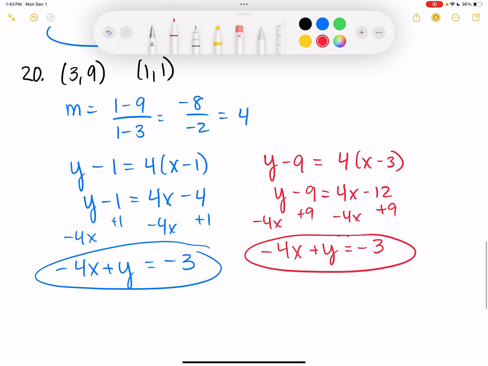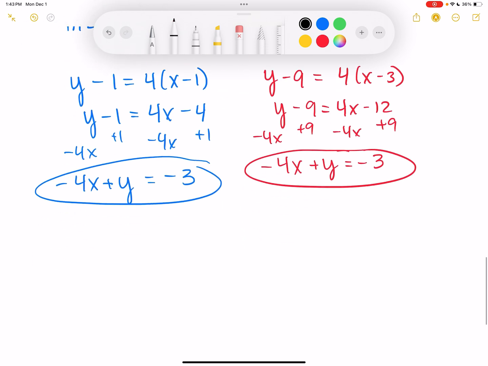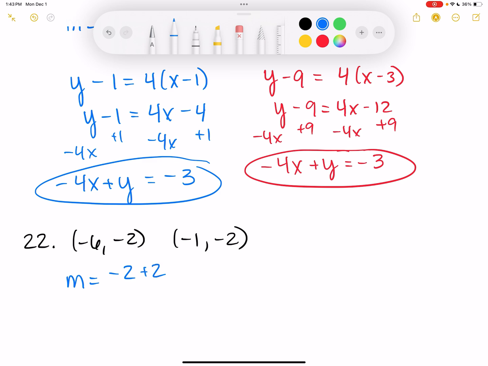Anyway, so no matter which point you use, you'll get the same final answer. Next one, number 22. The points are negative 6, negative 2, and negative 1, negative 2. All right, so our slope, I've got negative 2 minus a negative 2, so that's plus 2, over negative 1 minus a negative 6, so negative 1 plus 6. I end up with 0 over 5, which is just 0.